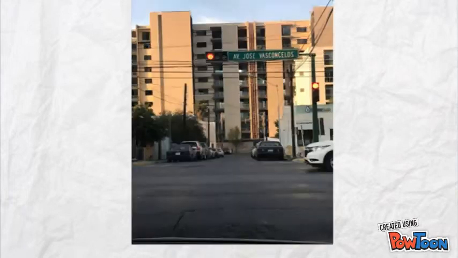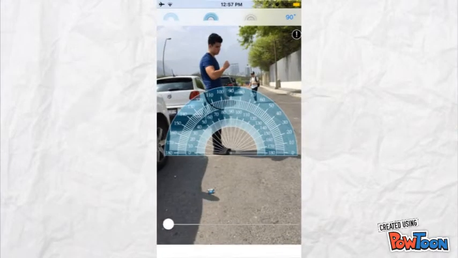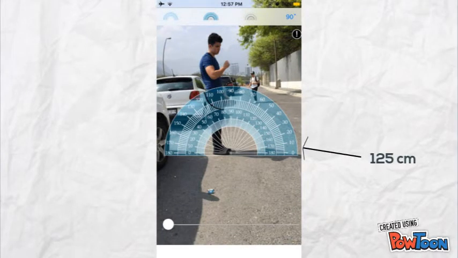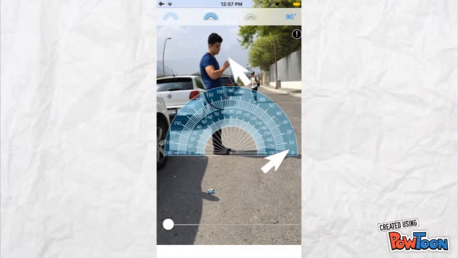Now, in this part of the project, we will see how we can calculate the height of a street light with just our angle of elevation and the measurement of its shadow. But first, we wanted to try an experiment with one of our team members, in this case myself. We needed to measure my shadow, which was approximately 125 centimeters, and my height, which is 189 centimeters, and with that we want to calculate the remaining angles.